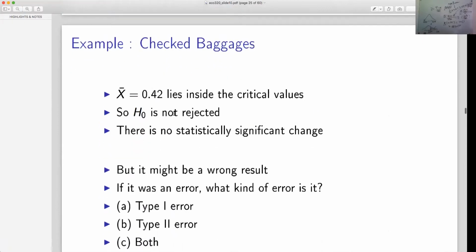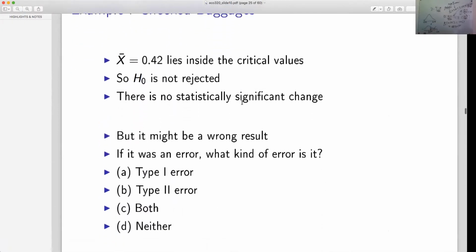So it's not rejected, okay? So there is no statistically significant change. In other words, the system is not effective at 10% level. This is how you test in real life.